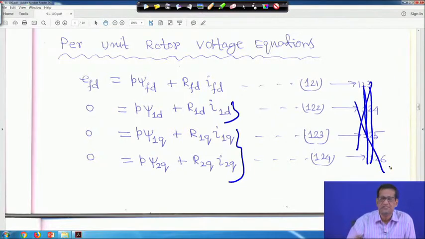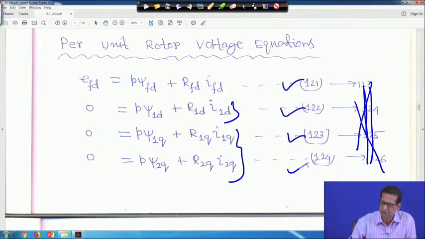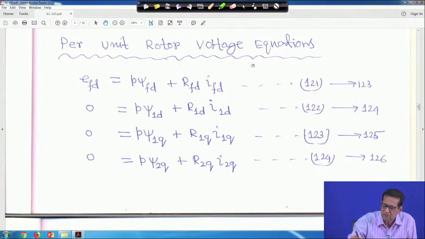This side you should not see. In the subsequent pages also this will come, but you skip that one, only you see this equation number, you will follow this equation number.